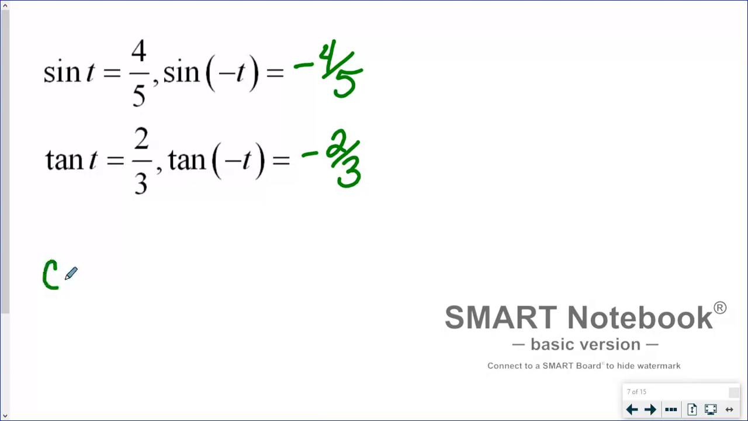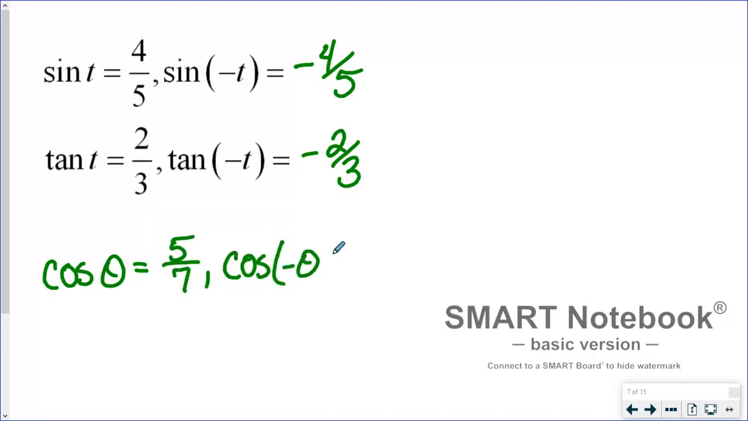What about if cosine of theta is equal to 5/7, then cosine of negative theta would be equal to what? 5/7. Why? Because it's even. Since cosine is an even function, when I plug in this negative angle, it doesn't change it at all. It keeps it the same. So that's how we can apply even and odd properties.